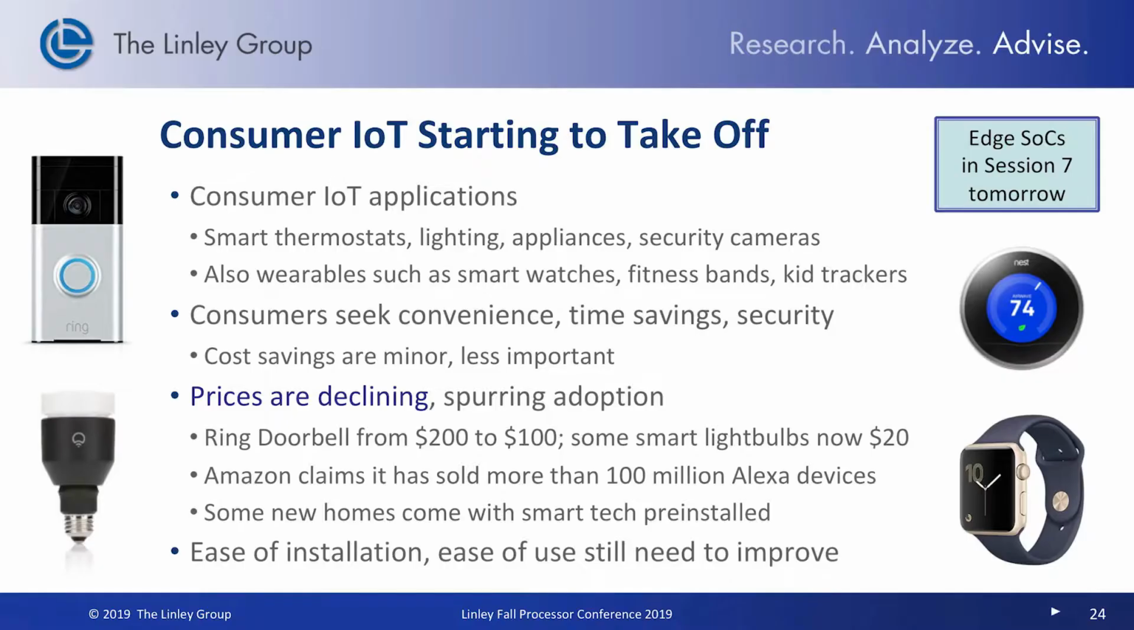On the consumer side, there's been a slower takeoff of IoT, but we are starting to see more interest in some of the smart devices. Ring doorbells have been popular, and for example the thermostats, as well as some of the wearable devices, smart watches. Prices are coming down, so we're seeing more and more interest in these types of devices. The real barriers, I think, have been in ease of use, and as those are starting to be solved, we'll see more adoption.